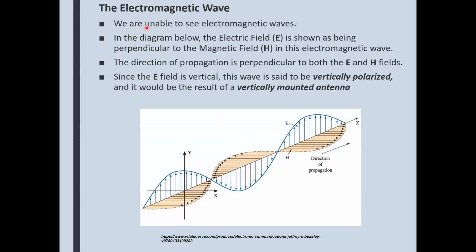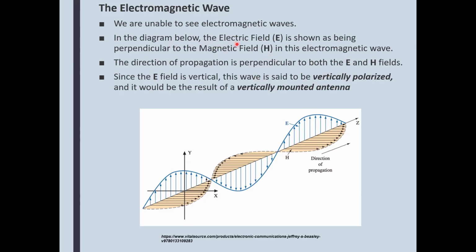Now, we are unable to see electromagnetic waves because they're way out of the human visible part of the spectrum. In the diagram below, the electric field E is shown as being perpendicular to the magnetic field H. Right, so here's the H, here's the E. This one goes up, this one goes to the right. This one goes down, this one goes to the left. But they will be perpendicular to each other.